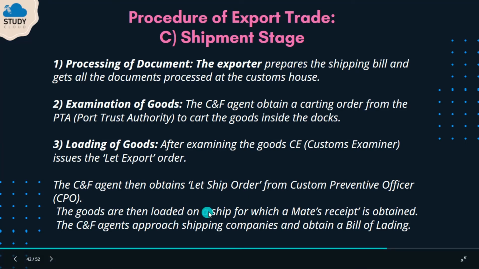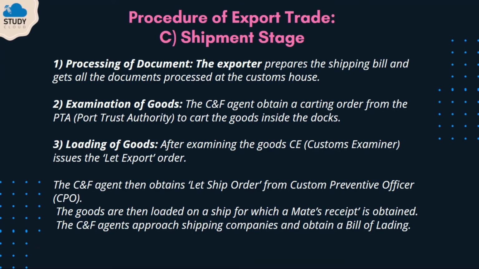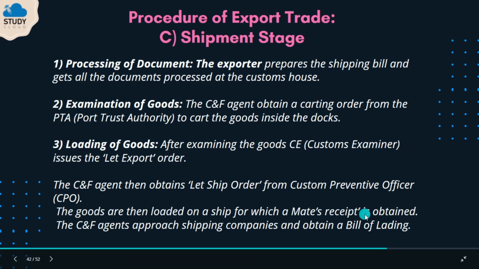Goods are then loaded on a ship for which a mate's receipt is obtained. The CNF agent approaches shipping companies and obtains a bill of lading. Here the mate's receipt is a temporary receipt issued and signed by the officer of the vessel to acknowledge the goods ready to be loaded on a ship.